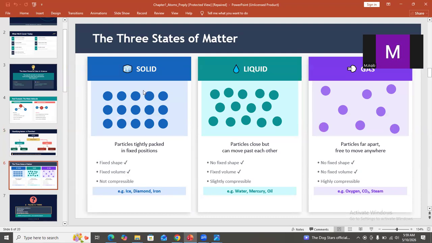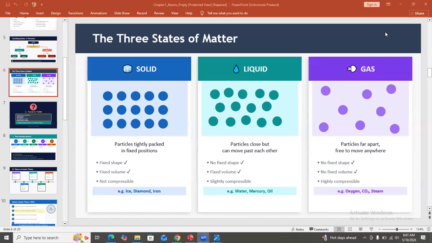Now let's discuss the states of matter. So there are three states basically. There are more than three states actually, but here we are going to study the three basic states of matter, that is solid, liquid, and gas.